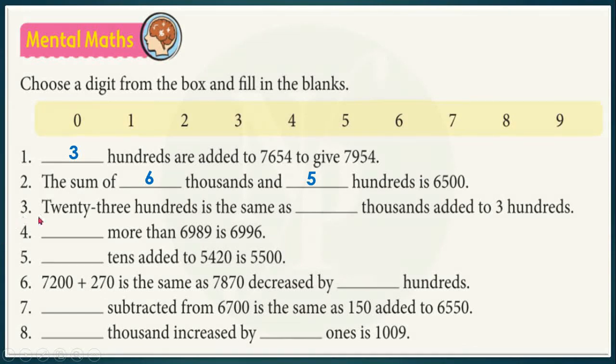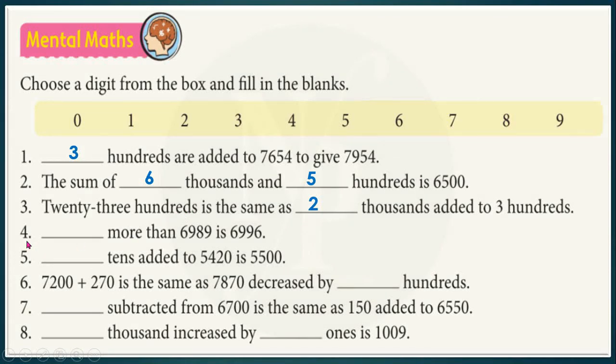Question number 3. 2300s is the same as dash thousands added to 300s. So here we have 2300s. 2300s is nothing but 2000s and 300s. So therefore it should be 2000 here. We should write 2 here. So 2000s added to 300s, you will get 2300s.